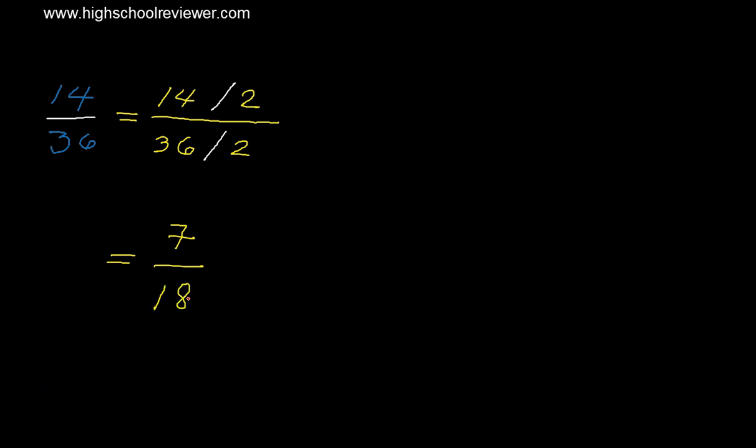7 and 18 cannot be divided anymore because there are no common factors between the two. Therefore, 14 all over 36, its lowest term is 7 over 18. And this is our final answer.